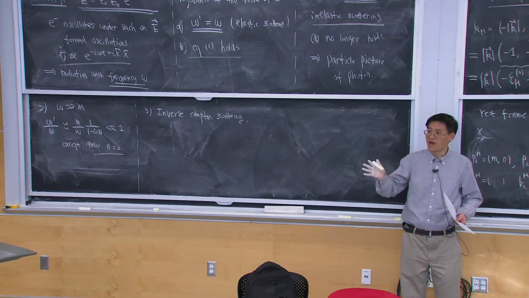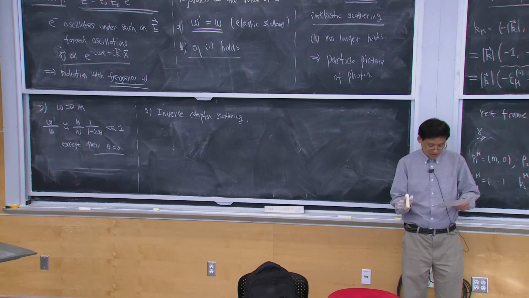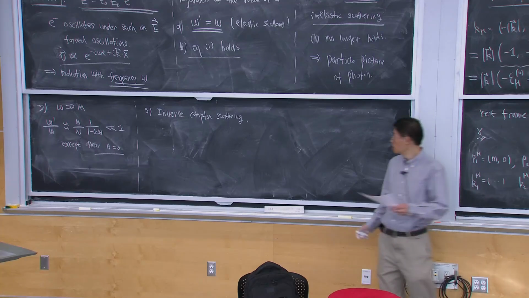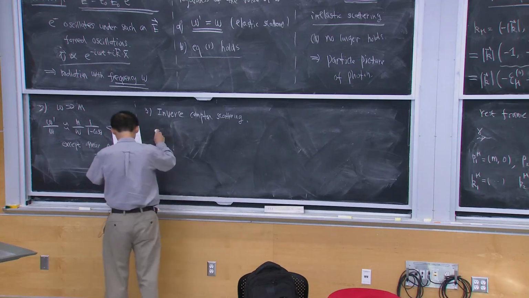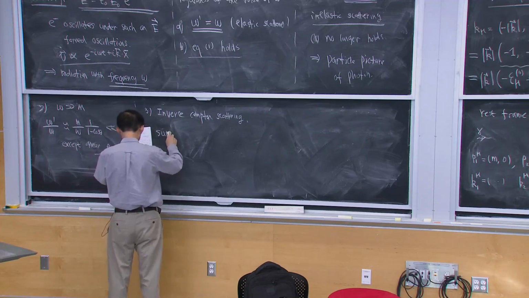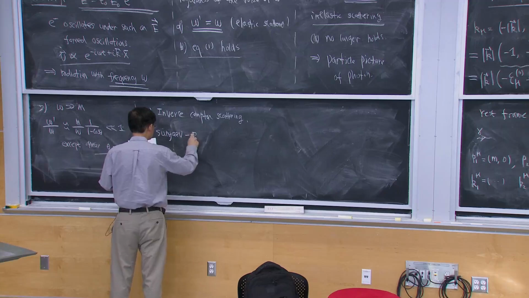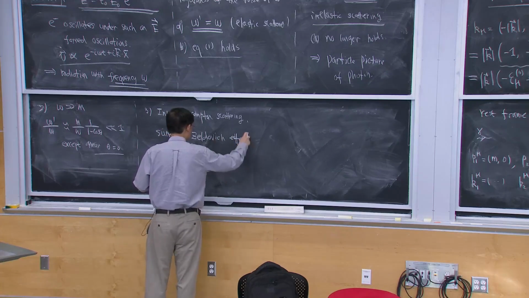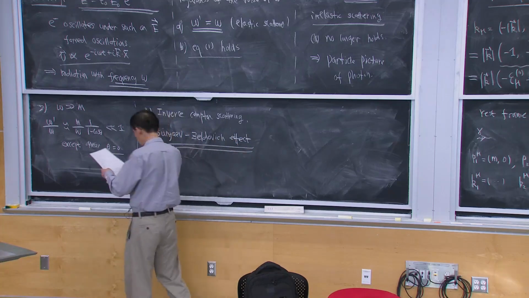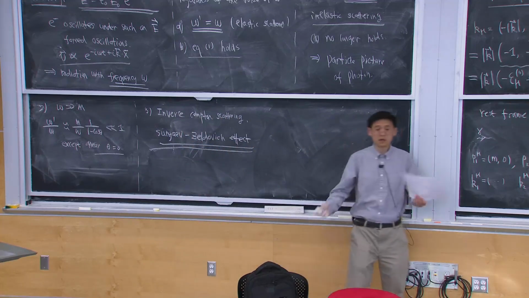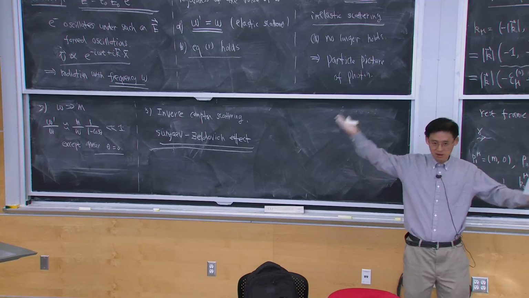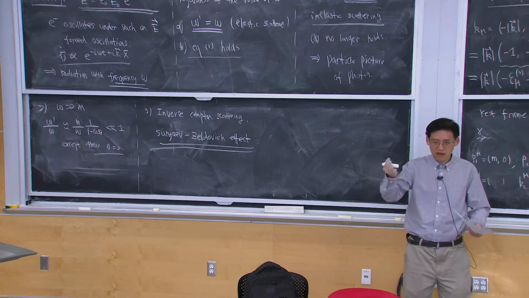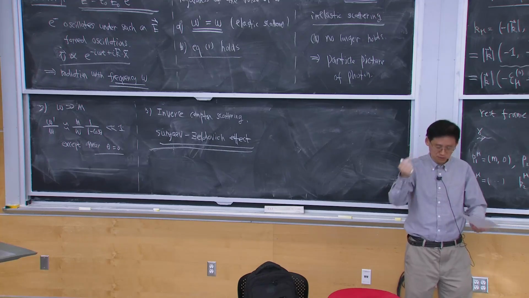So this is a very simple effect, but it can have very important astrophysical applications. So this is called the Sunyaev-Zeldovich effect. Essentially, they have a simple observation like this. In the universe, we have the microwave background radiation. Okay, the microwave background radiation, the photon is very low energy because the temperature is very low.